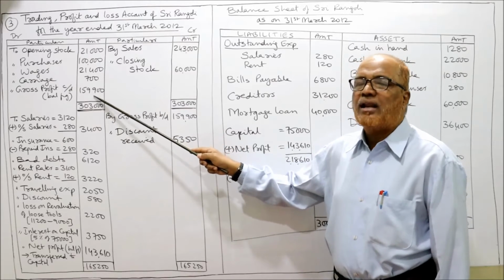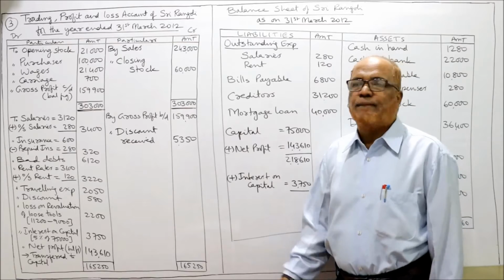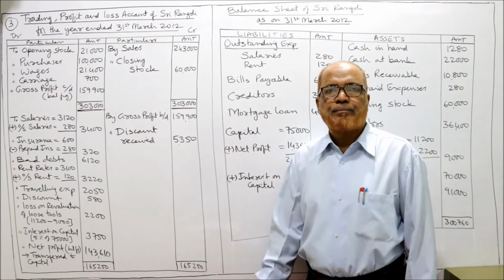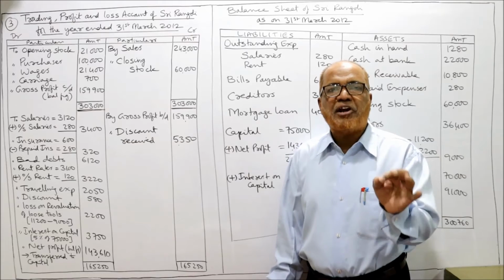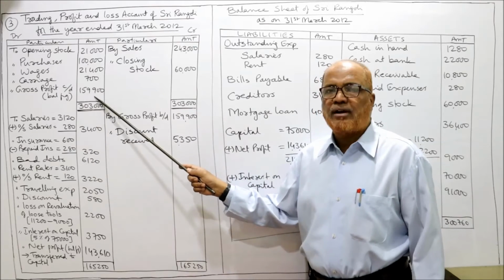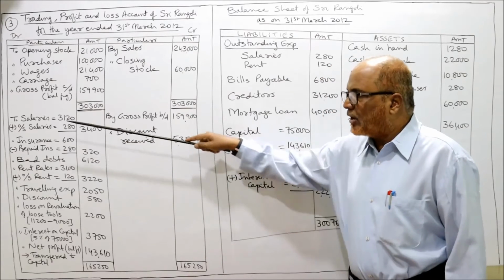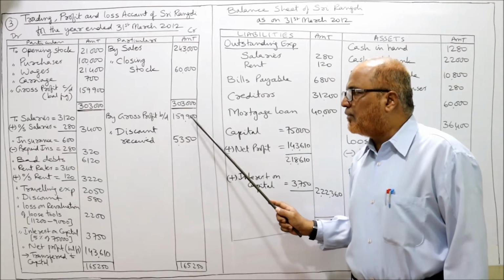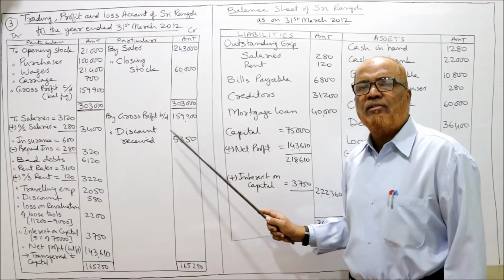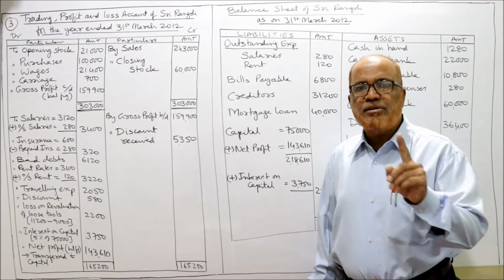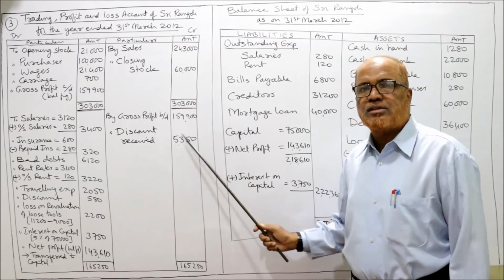Balancing figure is 1,59,500. This is the gross profit carried down. So we got the answer of trading account: a gross profit of 1,59,500. Now it is brought down. From here onwards we are starting profit and loss account. By gross profit brought down 1,59,500. Only one income is there, that is discount received. Indirect income is only one, that is discount received.